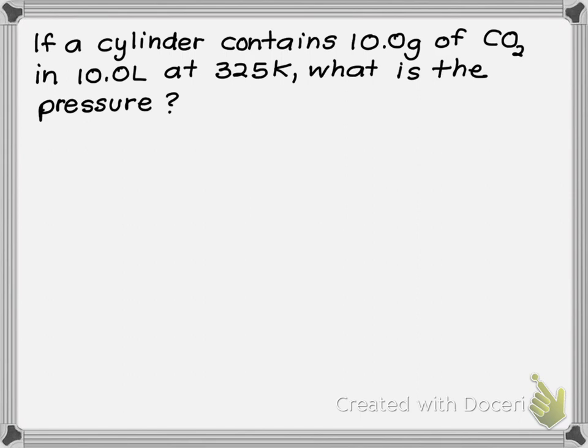Okay, one more problem with ideal gas law, and this gave us something else a little bit different, but let's go ahead and read through it and see what we discover. It says if a cylinder contains 10 grams, so they're giving me a mass, of carbon dioxide in a 10 liter, so liter is my volume, at 325 Kelvin, that is my temperature, and they're asking me to find pressure. So looking at this, I have three variables that describe a gas: pressure, volume, and temperature. So I think to myself, I'm going to use the ideal gas law.